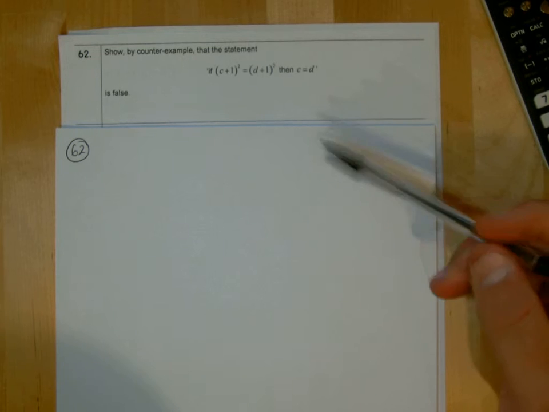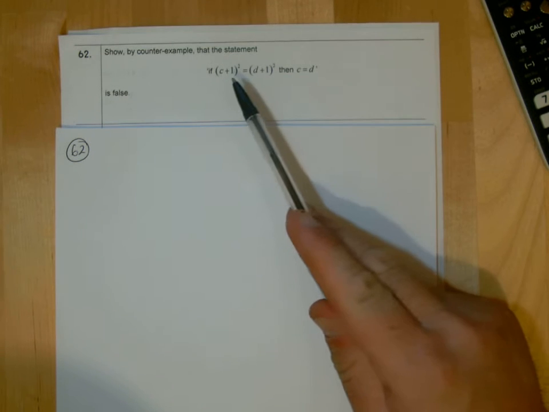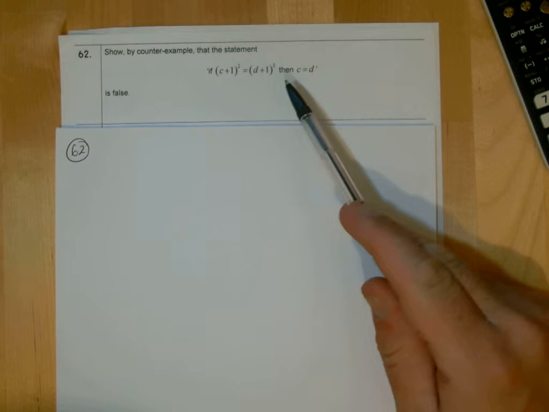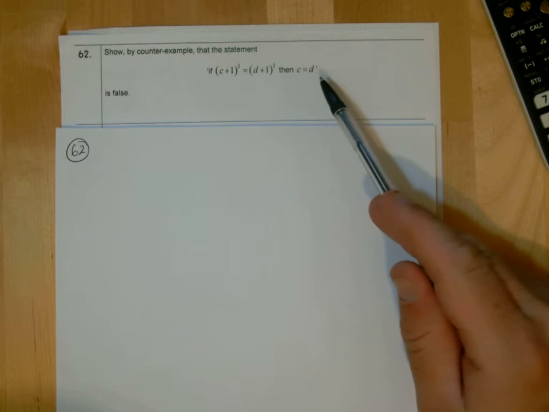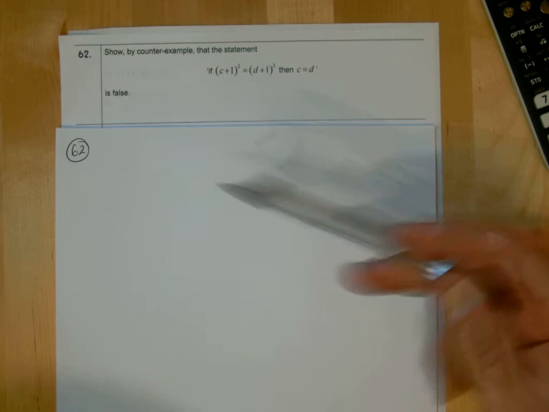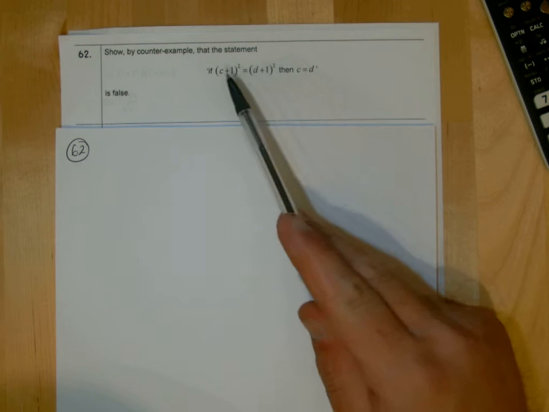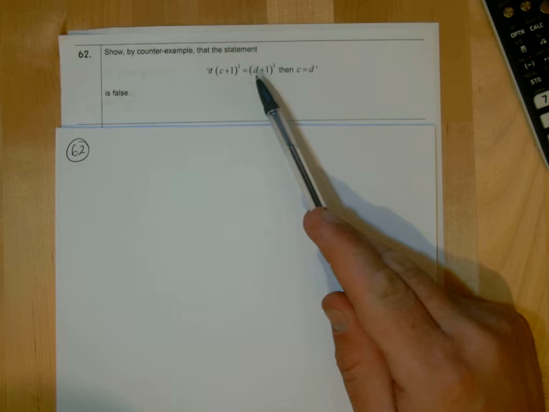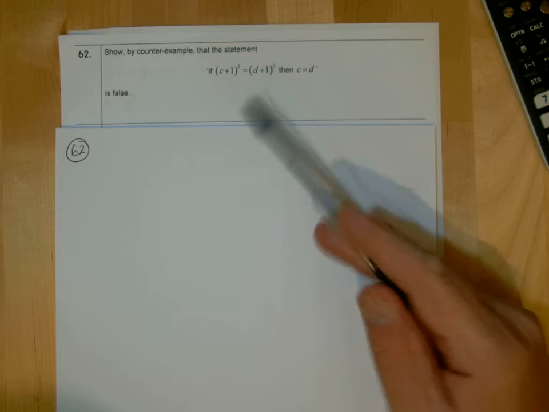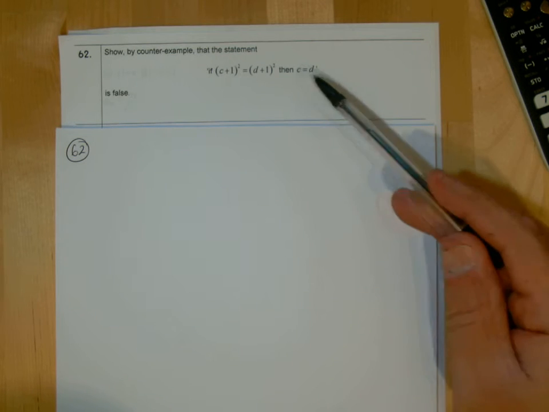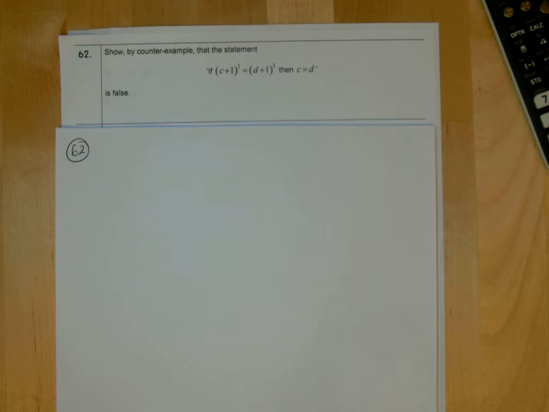Okay, show by counterexample that the statement if (c + 1)² = (d + 1)², then c has got to equal d. And they say show that is false. Essentially (c + 1)² = (d + 1)² can happen even if c is not equal to d. And that's a little bit strange, isn't it, looking at this.